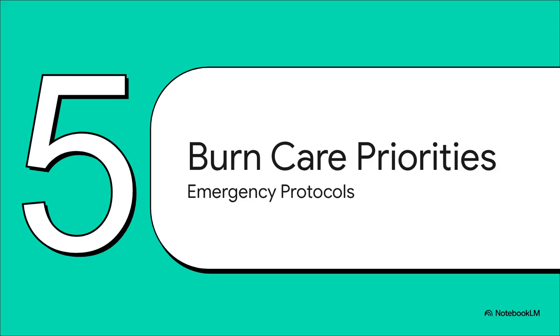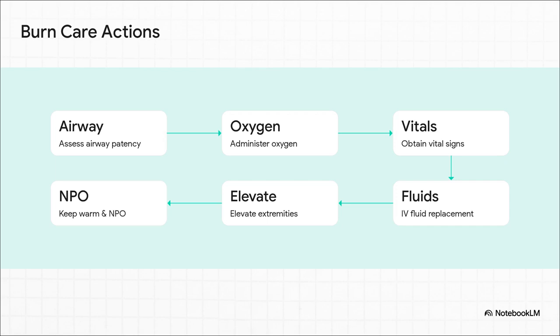Section 5. Burn care priorities. Okay, we're in the critical care zone. You need to memorize this exact 6-step priority sequence for burn care. Number 1. Assess airway patency. Number 2. Administer oxygen. Number 3. Obtain vital signs. Number 4. Initiate an IV line and fluid replacement. Number 5. Elevate extremities, assuming there are no fractures. And number 6. Keep warm and NPO status.